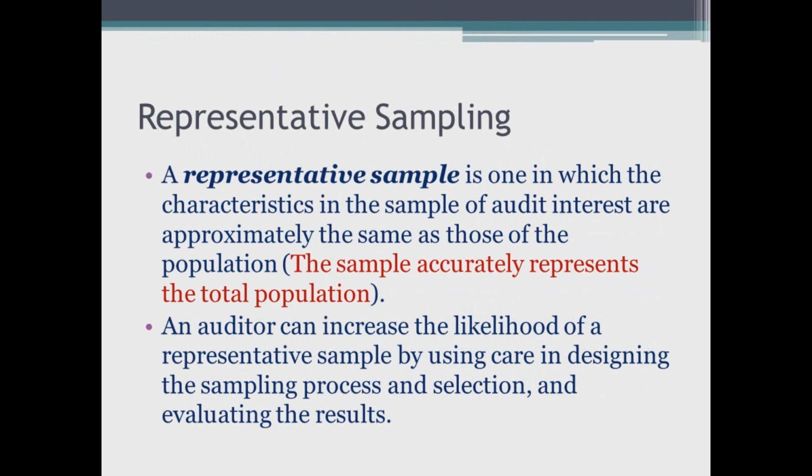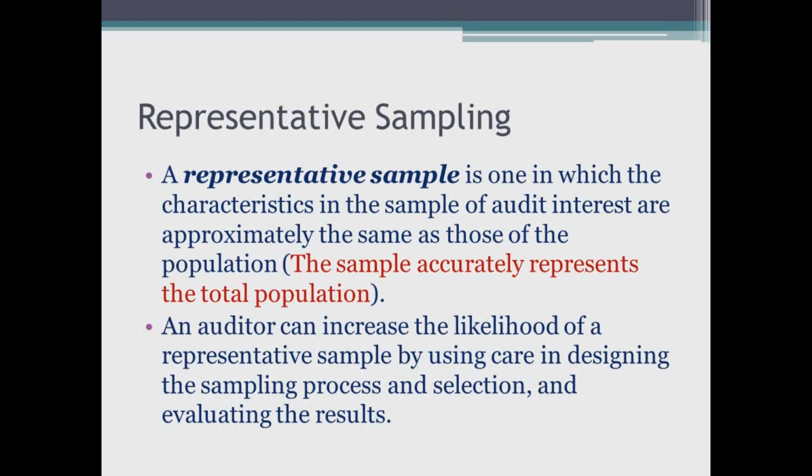Just some definitions. Representative sampling, or a representative sample, is basically saying that the sample accurately represents your population. That's all it's saying. So you want a representative sample. What happens if you don't have a representative sample? How does that impact the auditor's opinion or ability to test? Right. You can't give a fair assessment because you're not working with the entire population. So you can't make any conclusions if it's not representative.